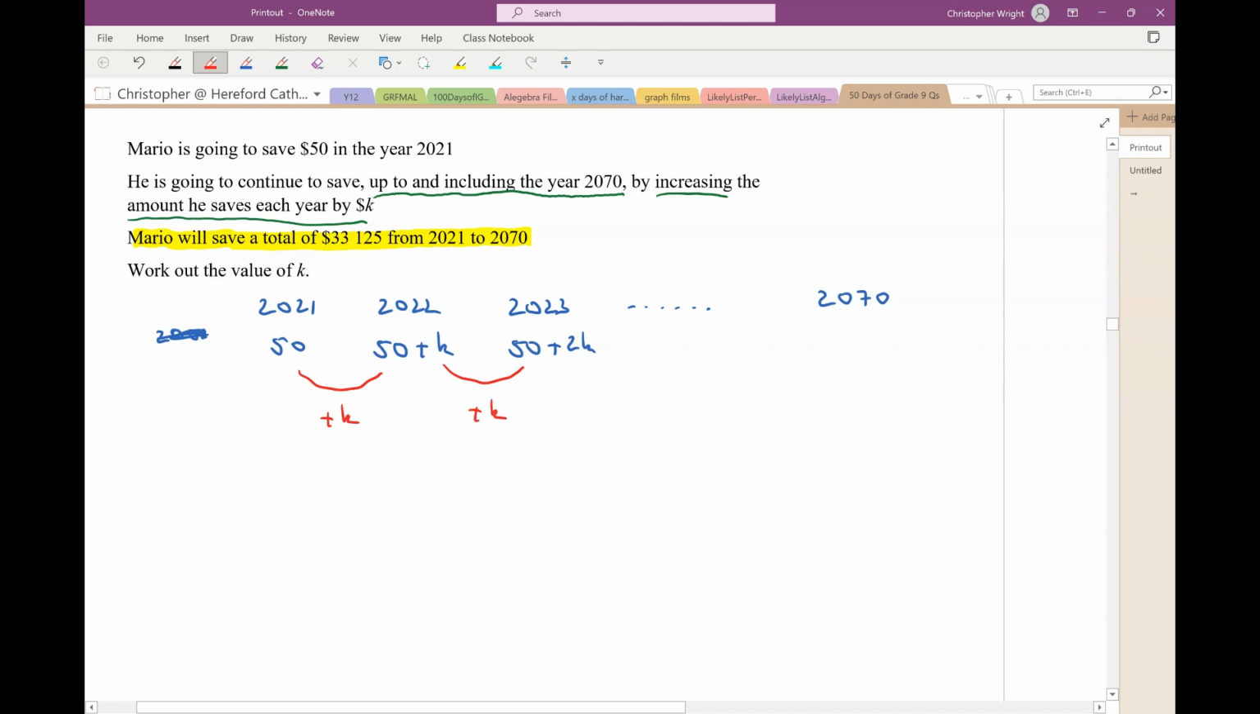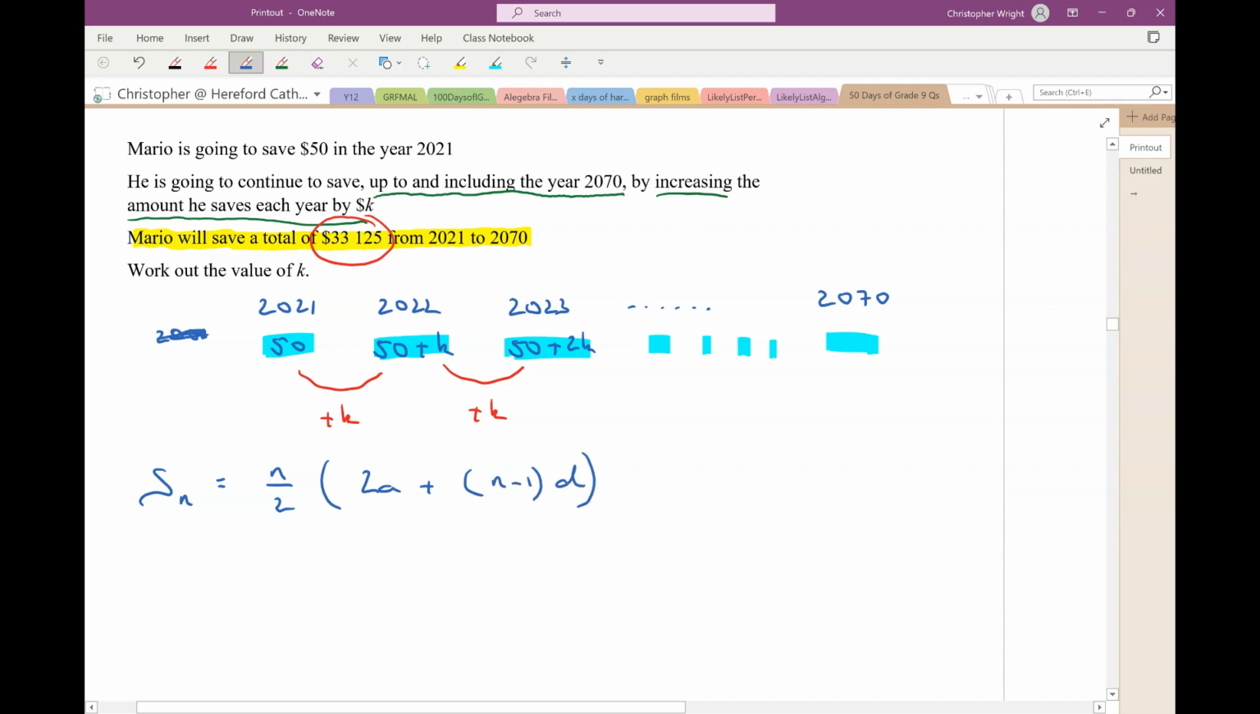All right. Now we're told that the total that he's going to save is $33,125. So we know the total of all of these terms, all the way up to that term there. We know what they all add up to. And we have a formula for the sum of an arithmetic sequence, and that formula is that the sum of the first n terms in an arithmetic sequence is n over 2 multiplied by twice the first term plus n minus 1 times the difference between each term.